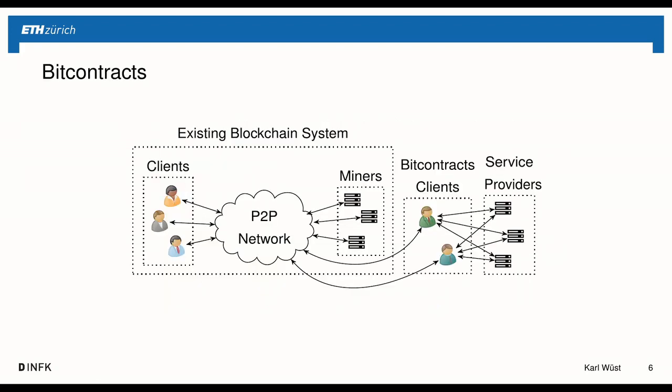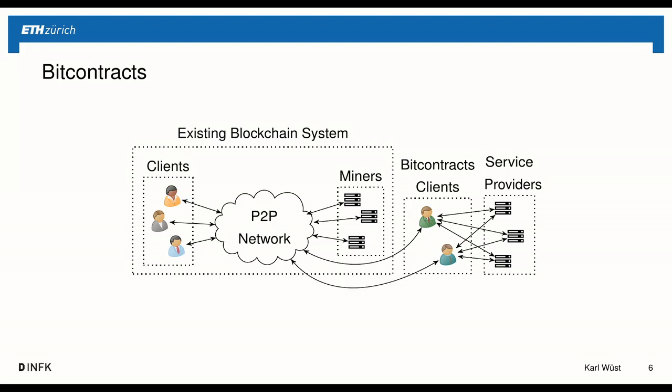What does Bitcontracts actually look like? So here you can see our system model. On the left, we have the existing blockchain system that remains unchanged. For example, for Bitcoin and other proof-of-work cryptocurrencies, this includes miners and of course also blockchain clients. And all of these parties are completely agnostic to Bitcontracts, which is simply added on top without any changes to the base system.